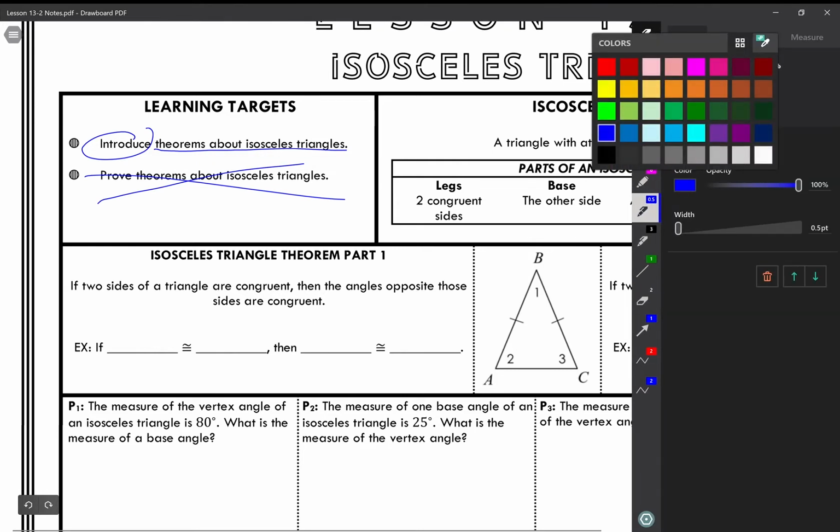Change my color to something different because I'm tired of this color.